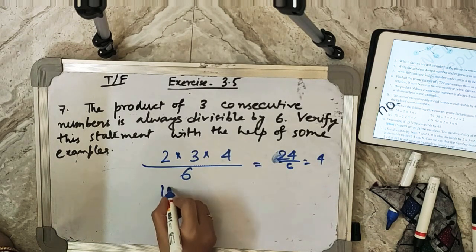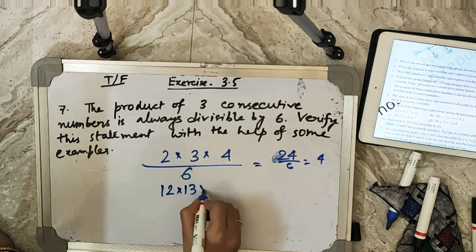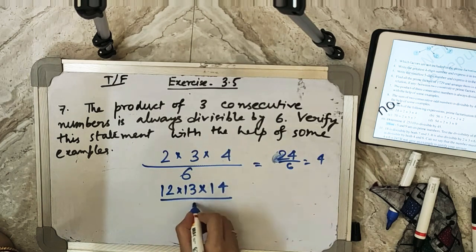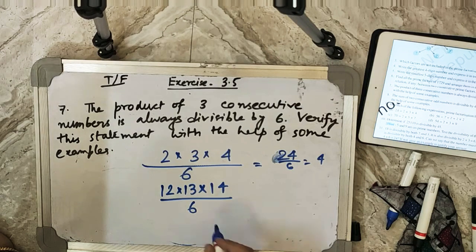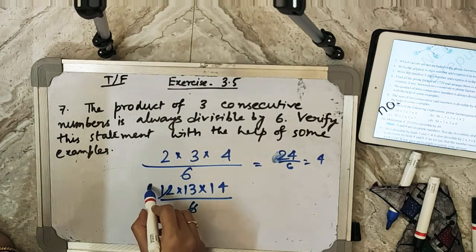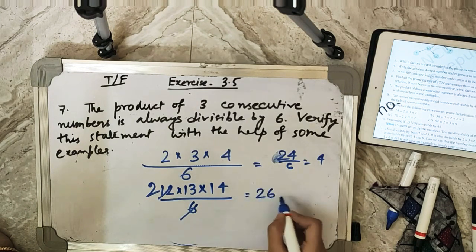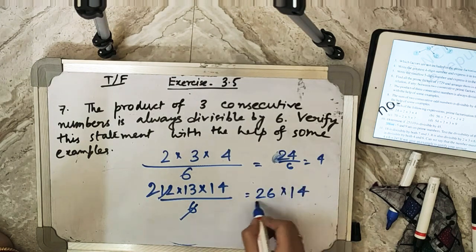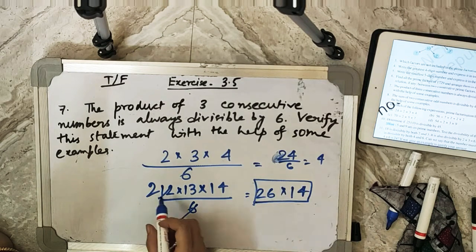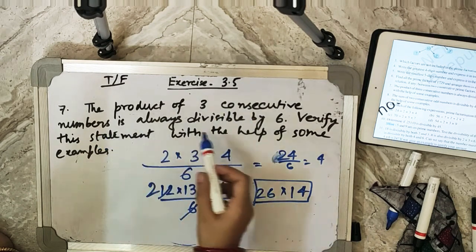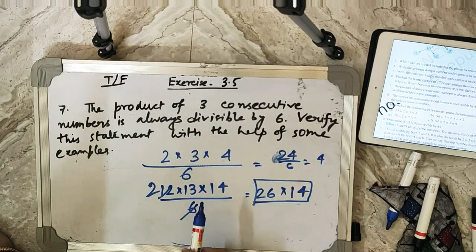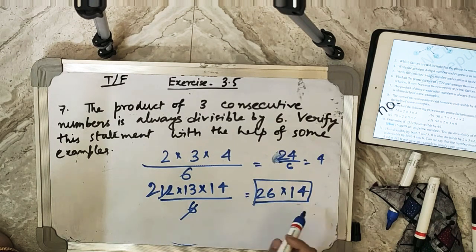Next, we are taking the example 12, 13, 14 divided by 6. Now here 12 is divisible by 6. So we are getting the result that the product of three consecutive numbers must be divisible by 6 always. So I have taken two examples. You can take more than two examples for your confirmation.